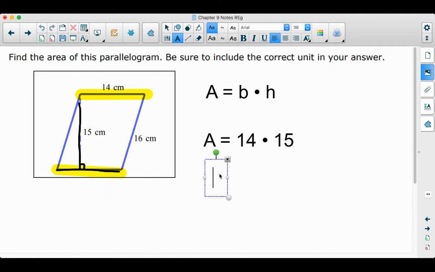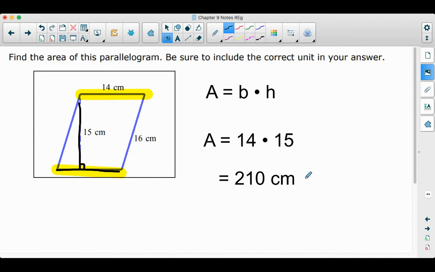14 times 15 is equal to 210. Now this is really important. You need to make sure you've got your units here. Because it's area, and area fills in the shape, area is going to be centimeters squared. And so for my units, it would be 210 centimeters squared. All right, now that's how we find area of parallelograms. You guys remember this. It's kind of a funky square. Let's move on to the next problem.